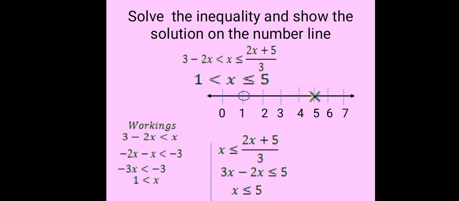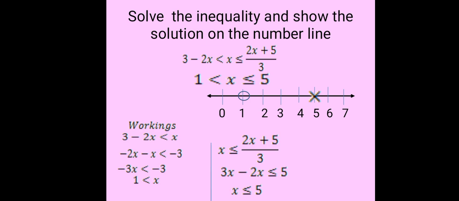Now if we solve the first part, we get that x is greater than 1. The other part we find that x is less or equal to 5. So we write our inequality: x is greater than 1 and x is less or equal to 5.